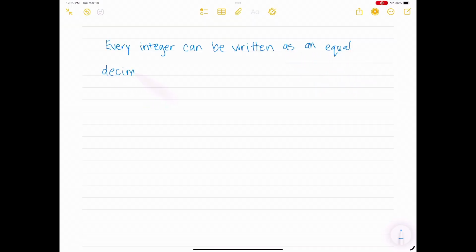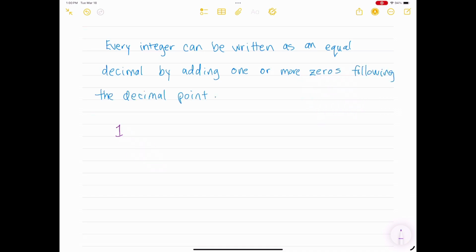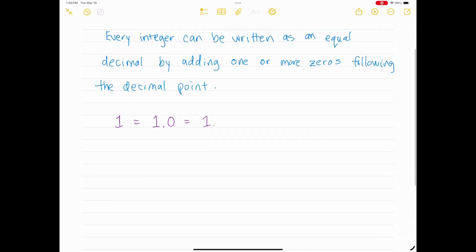Every integer can be written as an equal decimal by adding one or more zeros following the decimal point. 1 equals 1.0, which equals 1.00, which equals 1.000, and so on. 10 equals 10.0, which equals 10.00, which equals 10.000, and so on.